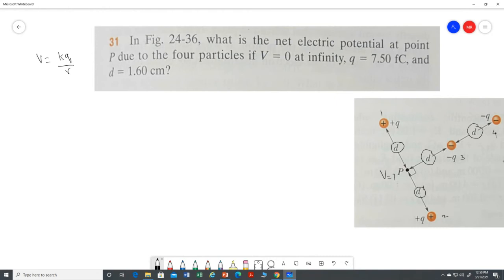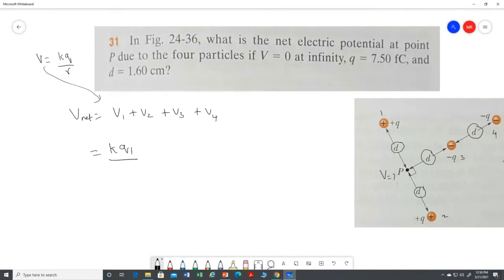Now, I am going to write the net potential. My net potential is equal to V1 plus V2 plus V3 plus V4. Am I right? So I am going to apply this rule for each and every one.